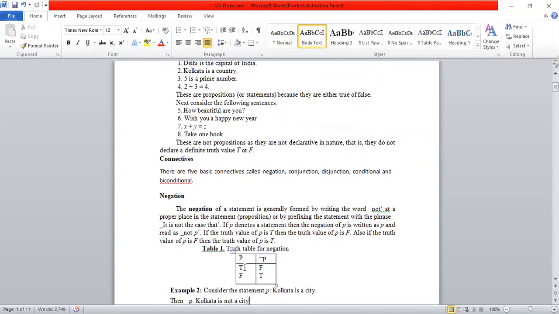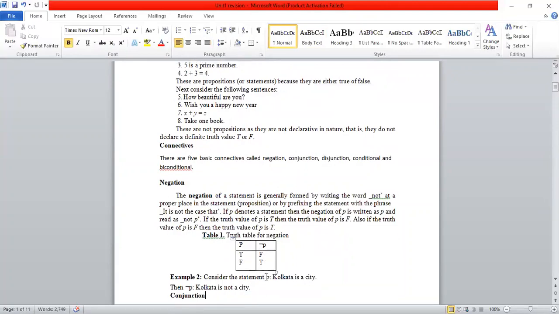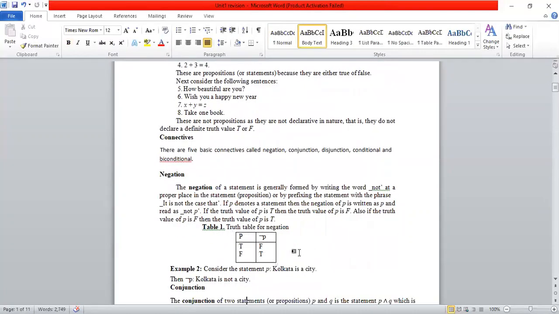By adding not at a proper place in the statement, we get the negation of a given statement. So if that statement has a true value, the negation of that statement will have a false value. If that statement has a false value, the negation of that statement will have a true value. This is the truth table for negation.